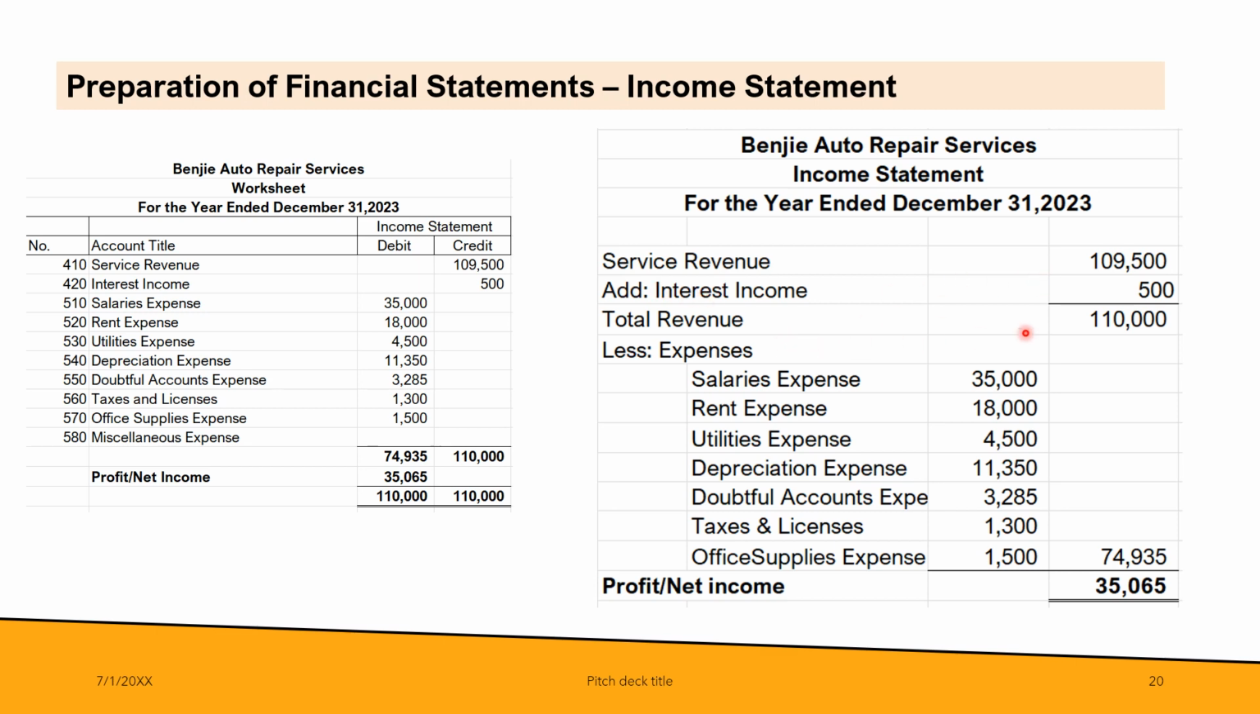The total revenue is 110,000, less expenses. And expenses, again, are lifted from the worksheet. So you have salaries expense down to your office supplies expense, and the total of which is 74,935. So 110,000 total revenue, less expenses of 74,935, will give you a profit or net income of 35,065. So the same difference reflected in the worksheet. So that's the income statement.